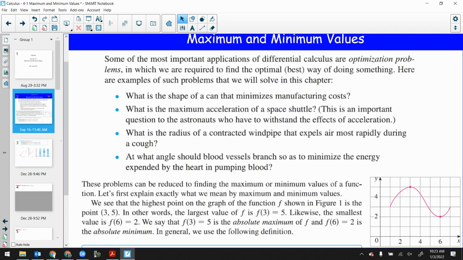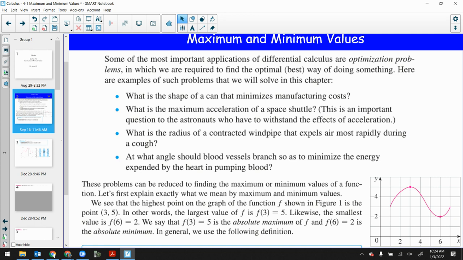Some examples include finding the shape of a can that minimizes manufacturing costs. We will do problems like this. How do we minimize costs? How do we maximize area? How do we minimize certain things? And we do that by using derivatives. We could think about it this way. If you're thinking about a can, what's going to minimize the cost of the can? Minimizing the surface area, right? Minimizing the actual material that we need to use. So if we want to minimize surface area, maybe we could find the derivative of the surface area formula, and that might help us along.